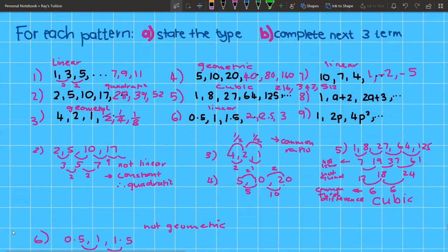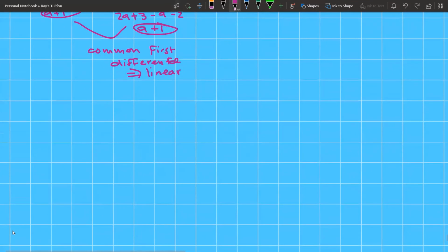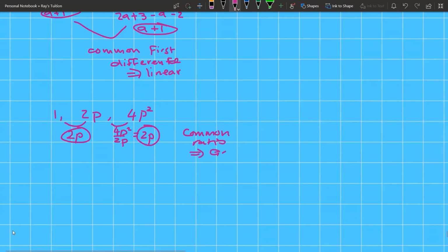Okay, so let's look at the last one. We have 1, 2p, and 4p squared. So let's divide. 2p divided by 1 is 2p, and then 4p squared divided by 2p is 2p. So we have a common ratio, which means it is geometric. So then what we have is we're going to have to multiply by 2p. So the next one is 8p cubed. The next one is 16p to the power 4, and the next one is 32p to the power 5.